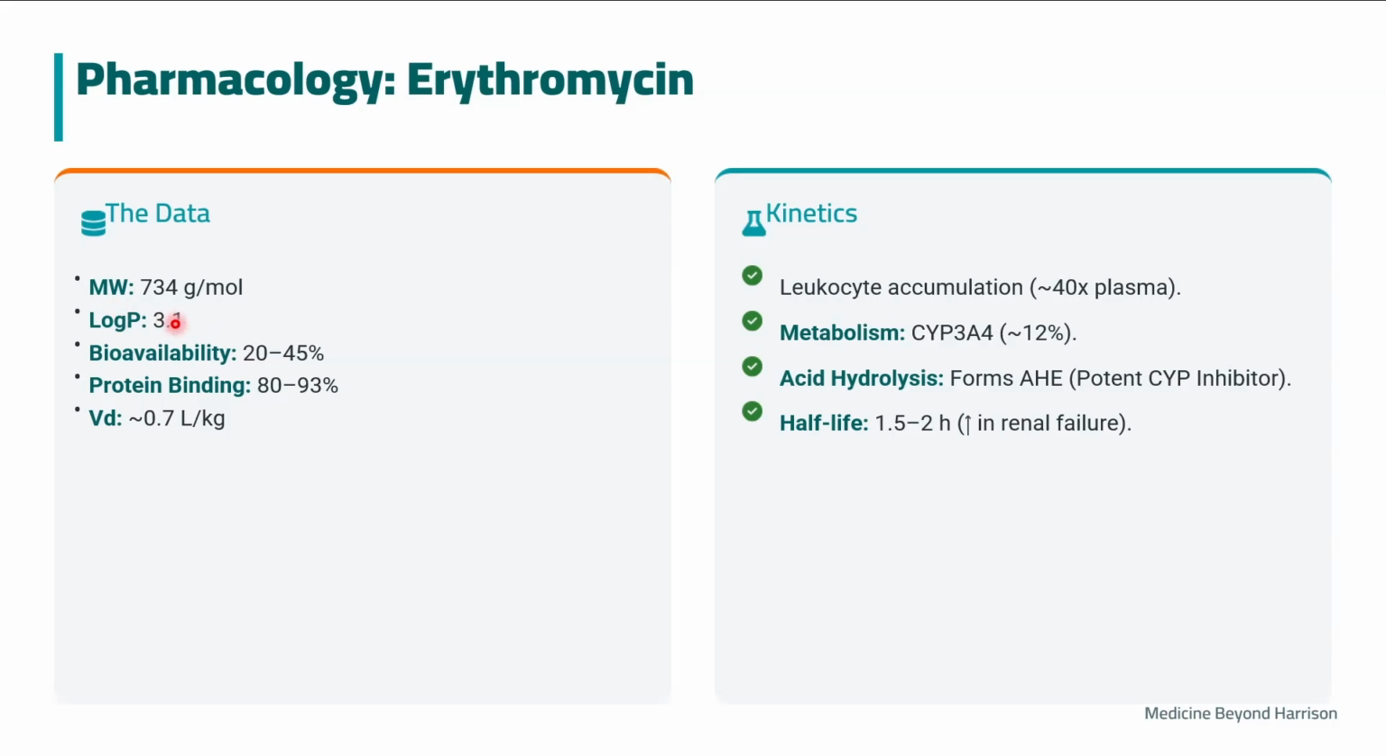Erythromycin, again, is a 734 gram molecule with oral bioavailability of 20 to 45%, with high protein binding of 80 to 93%, and a very low volume of distribution. It accumulates in leukocytes, more than 40 times the plasma concentration. Metabolism is by cytochrome P3A4. Acid hydrolysis forms elements that are potent cytochrome inhibitors. Half-life is 1.5 to 2 hours, and it increases in renal failure.